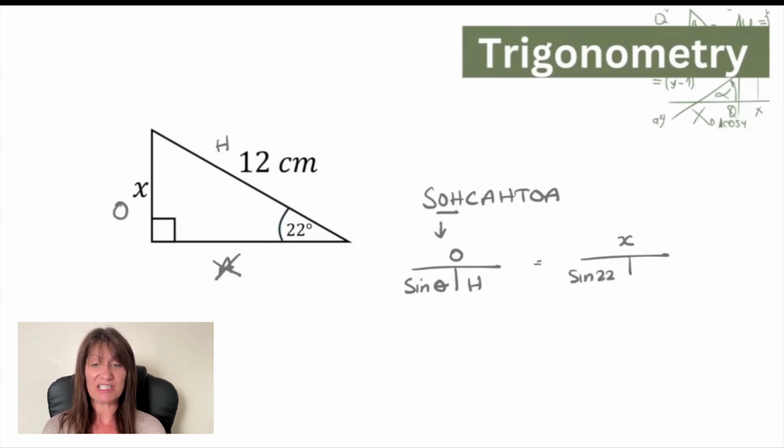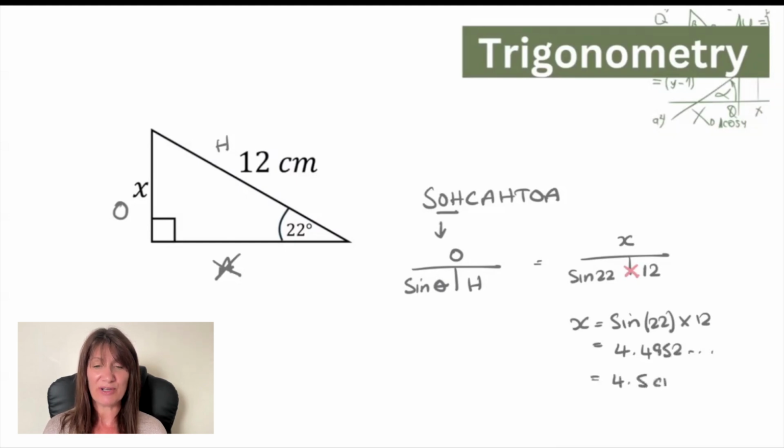So I've got sine 22, X at the top, and 12 to the side. Now, sine 22 and 12 are next to each other, like squashed together. And anything squashed means times. So we're going to be multiplying those. So we're going to find X equals sine 22 times 12. Pop it in your calculator. Just be careful, close that bracket that it opens. And we're going to round to one decimal place, giving us 4.5.